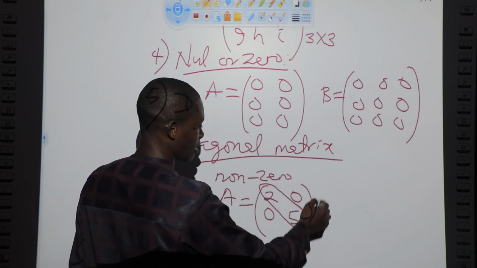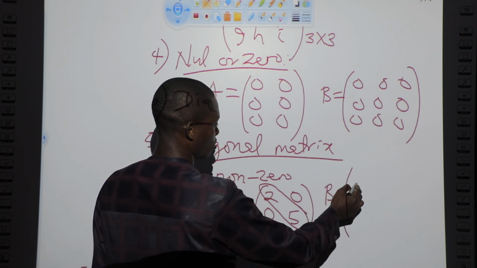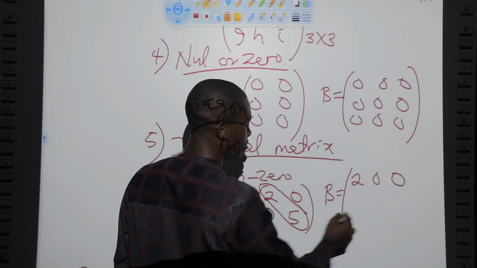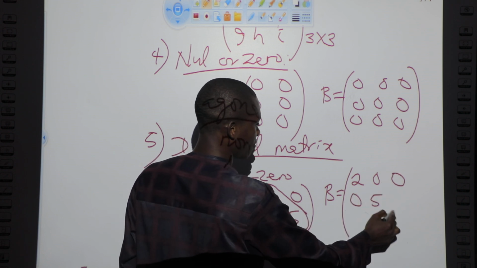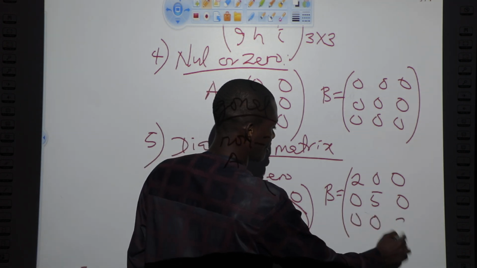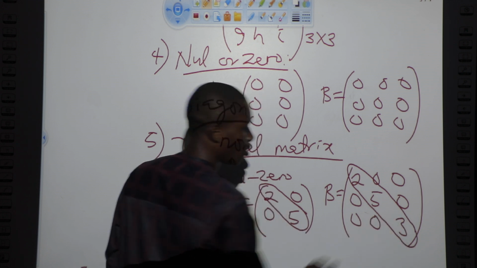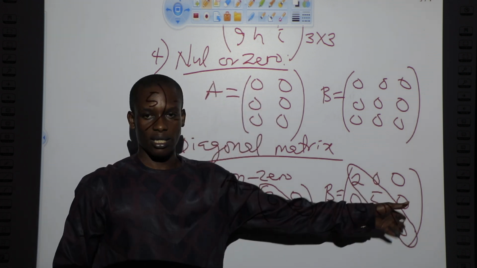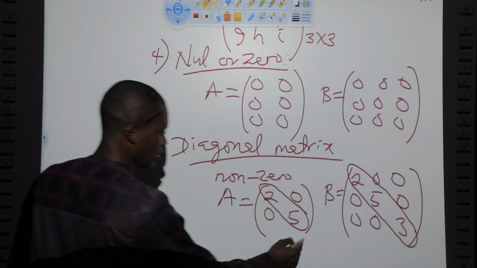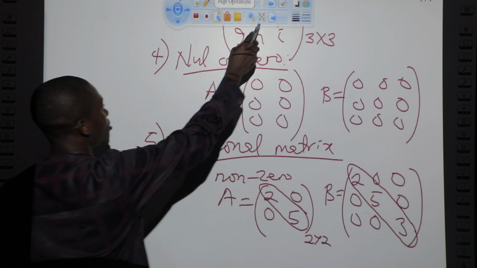I can also have a 3 by 3 diagonal matrix. For example, I have B equal to 2, 0, 0, 0, 5, 0, 0, 0, 3. You can see that all the elements in the principal diagonal are non-zero, but elements on other sides are all zeros. So this one is a 2 by 2 diagonal. This is a 3 by 3 diagonal matrix.